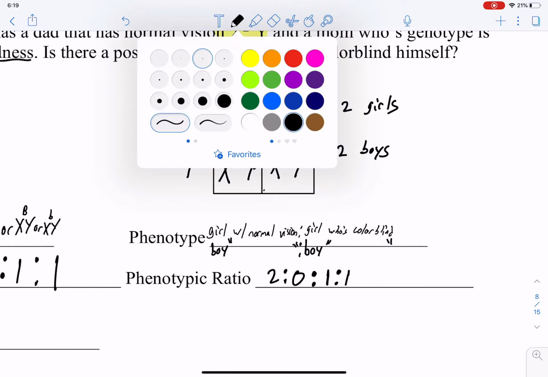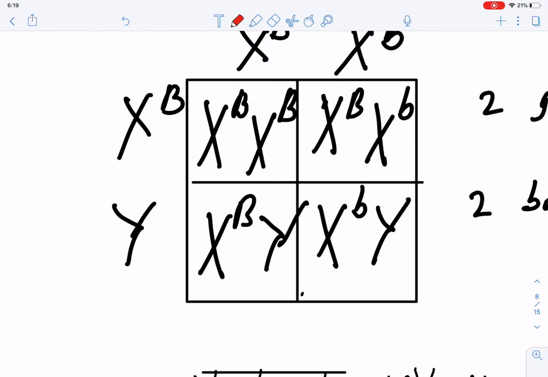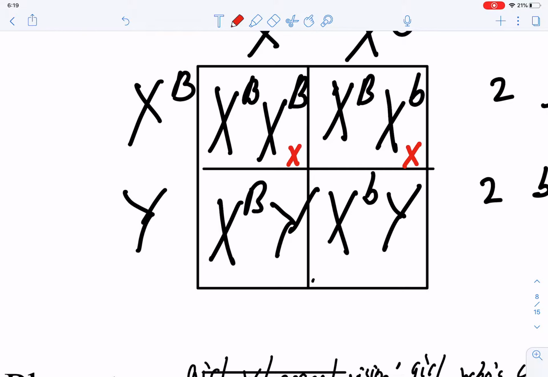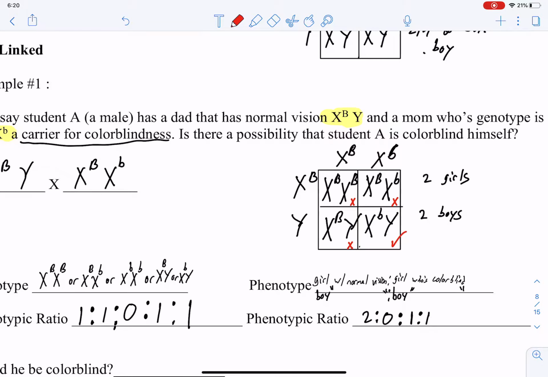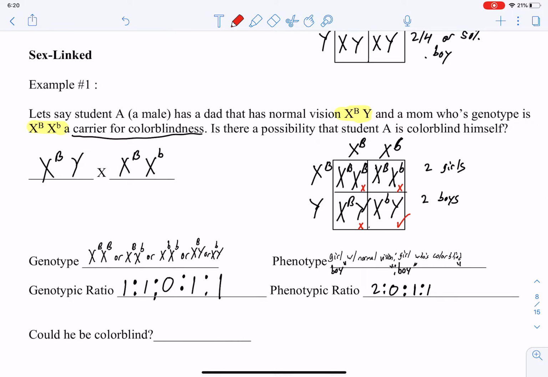So if we put check marks, so we'll put a check mark next to if they are colorblind. If they're not colorblind, we'll put an X. So this top left one, this girl is not colorblind, right, because it has a dominant allele. This one is heterozygous, so again, normal vision. For the boy, has a dominant allele, so he's not colorblind. And then here we have a boy that has and expresses the recessive trait for colorblindness, so they would be colorblind.